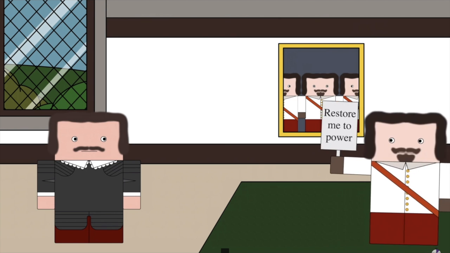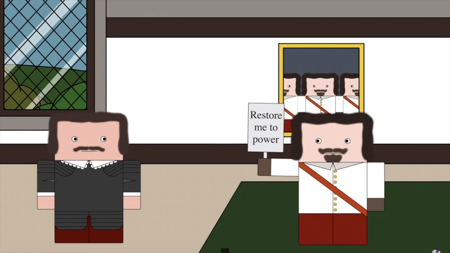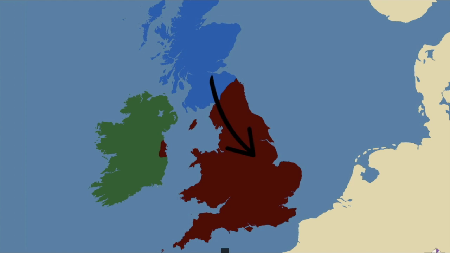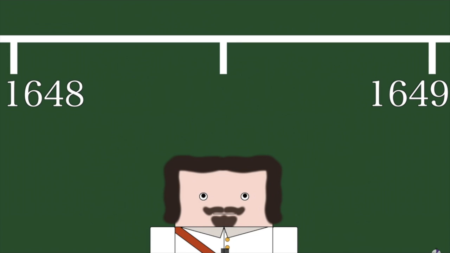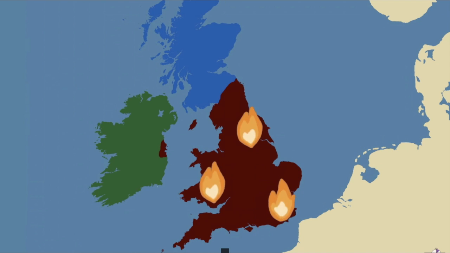During his captivity, Charles had secretly made a compact with the Scottish called the Engagement, which meant that they would invade England and restore him with his old powers intact. Charles soon escaped, the Scottish invaded, and royalist rebellions broke out across the country, beginning the Second English Civil War. This war was a short one, and within a year the New Model Army had crushed the rebels and defeated the Scottish army at the Battle of Preston.